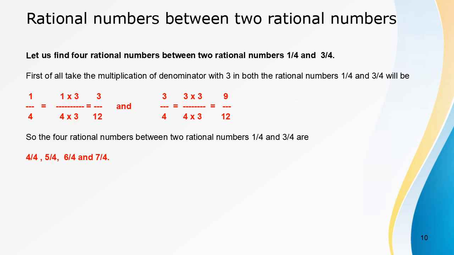Let us find 4 rational numbers between two rational numbers 1 upon 4 and 3 upon 4. First of all, multiply the numerator and denominator by 3 in both rational numbers 1 upon 4 and 3 upon 4. It will be 3 upon 12 and 9 upon 12. Now we can find 4 rational numbers between the two rational numbers, which are 4 upon 12, 5 upon 12, 6 upon 12 and 7 upon 12.